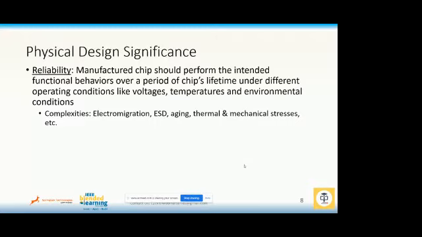And last one, reliability. Again, the chip will be operating at different environmental conditions, voltage, temperatures, and so on. So when you put this chip in different operating environments, we still have to ensure it will work as we intended it to work.